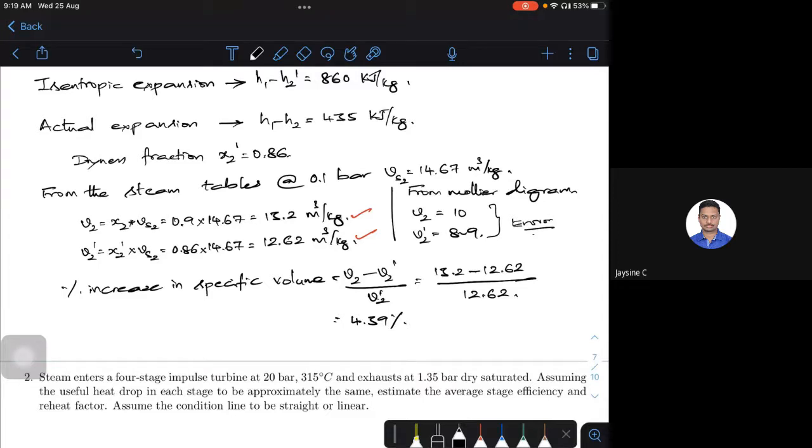Yes, sir. So why I took this particular problem is that even though it looks like a straightforward problem, the intermediate points are given to confuse you, and to show how to get the specific volume values from the Mollier diagram as well as from your steam tables.